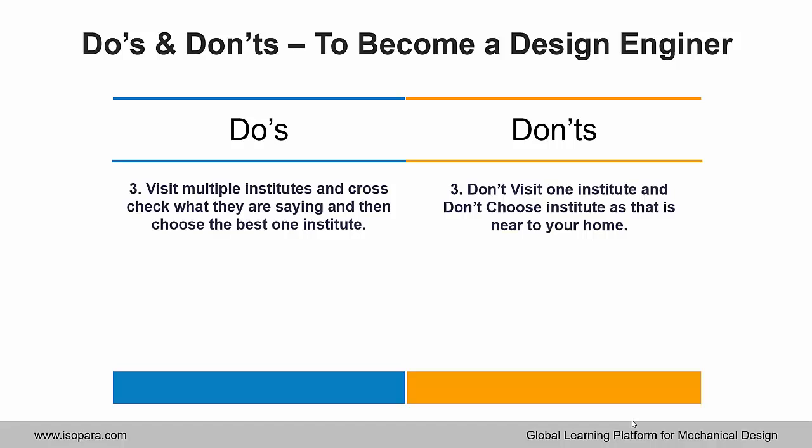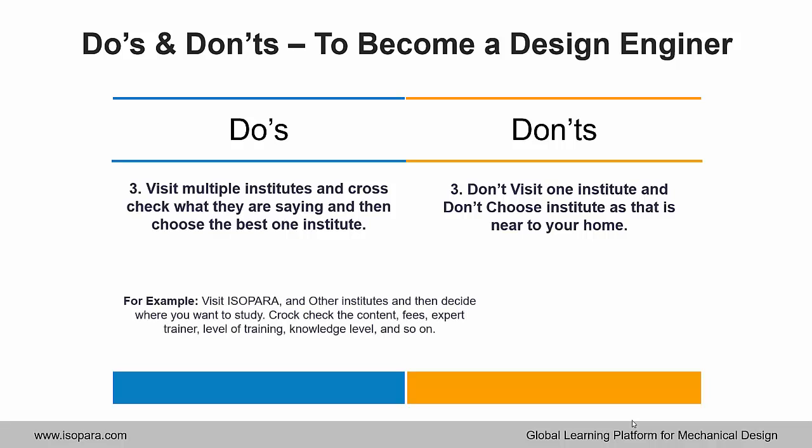It's completely right. If you really want to inquire about what type of course you want to go for and which CAD software you should prefer, try to visit multiple institutes where you actually want to go for training. Try to understand what they are saying, and after that decide what you have to do. But don't visit just one institute or choose one just because it is near to your home. Don't go for that. For example, visit ISOPARA and other institutes and then decide where you want to study.